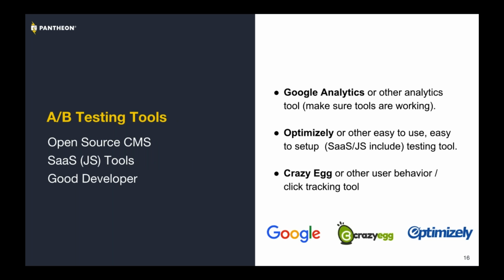Here's the tools that we selected. So number one, we use an open source CMS. We run both Drupal and WordPress websites here. Every tool that we evaluate for our platform needs to be a JavaScript include and based in a very easy to access SaaS model. So I think it's crazy that people would implement sort of heavyweight enterprise software to do any sorts of testing on their website.